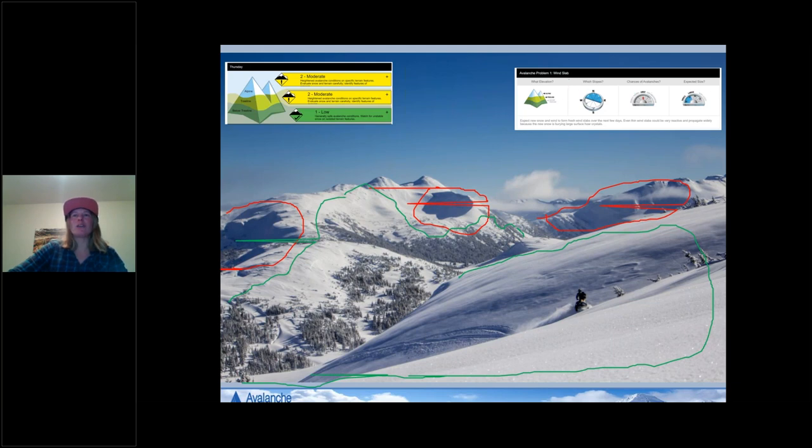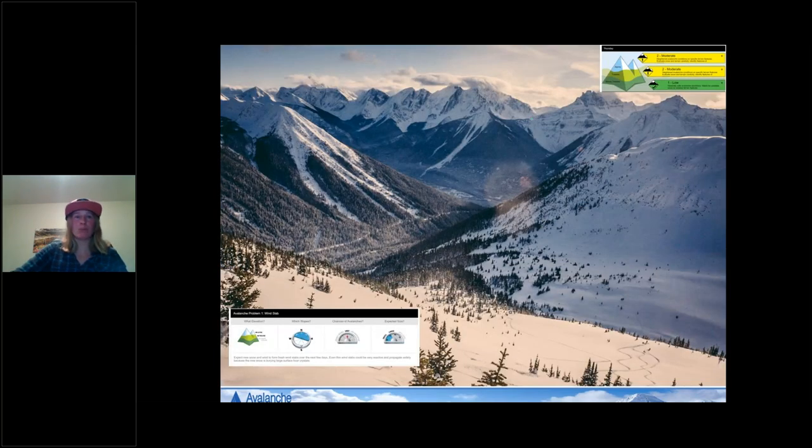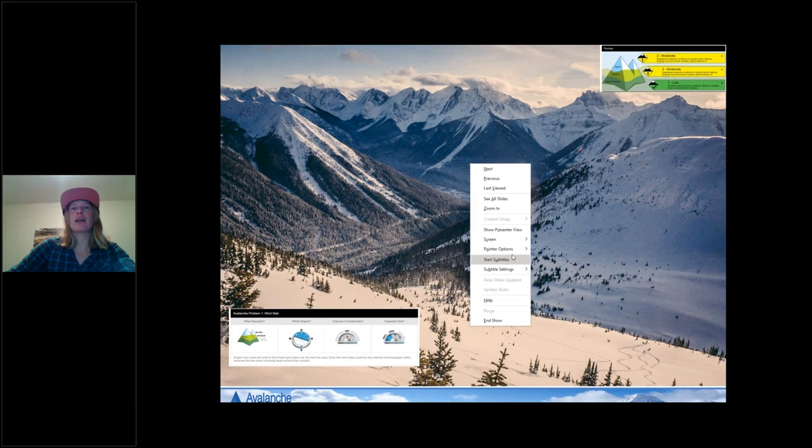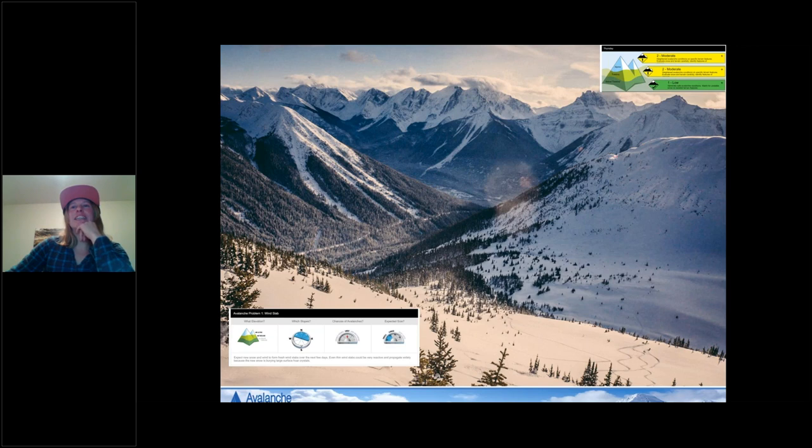We've figured out which aspects are the danger areas, what elevation, and where our safe riding is. So let's apply that same problem to a different photo. Just going to change my pen color again. Once again, I can see the wind effect here. We're going to say that northeast, the shady sides in this photo are hazard areas. So we would want to avoid this area and probably everything in here.